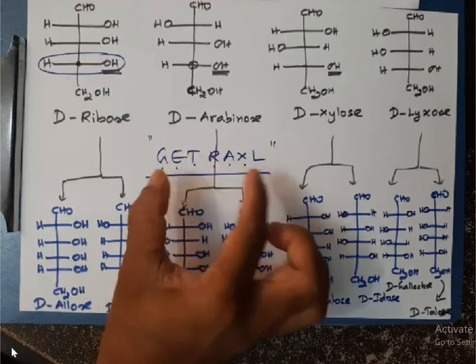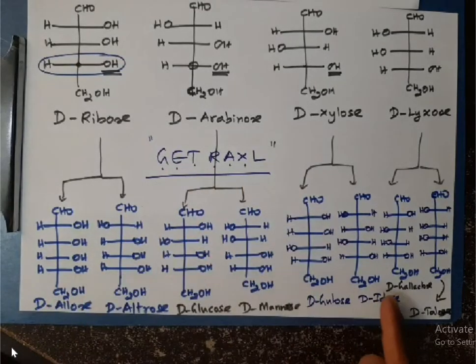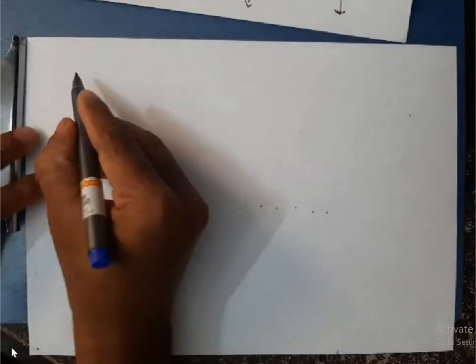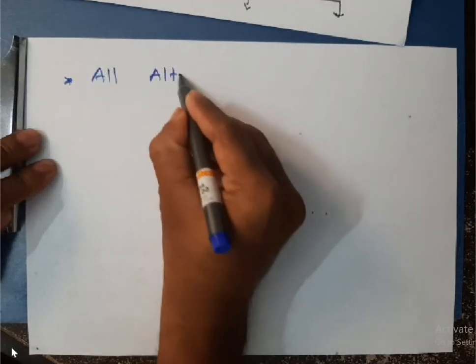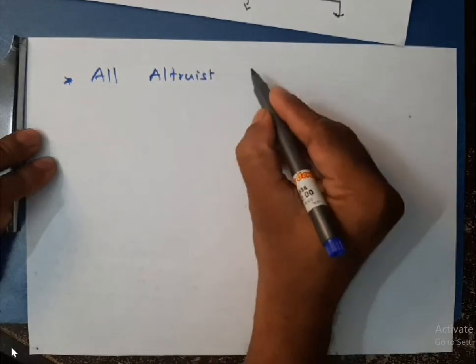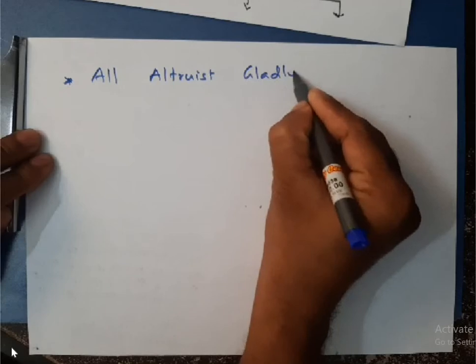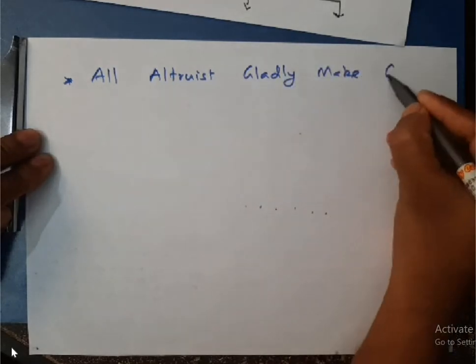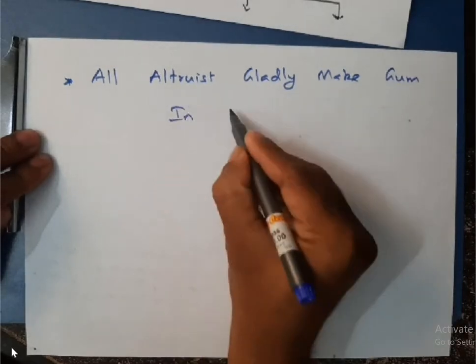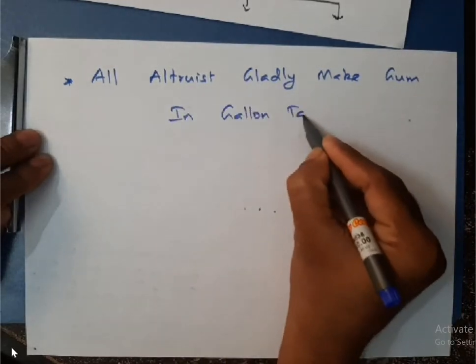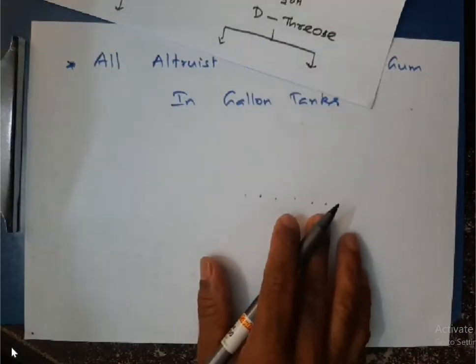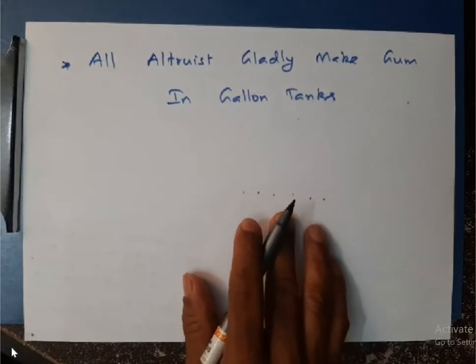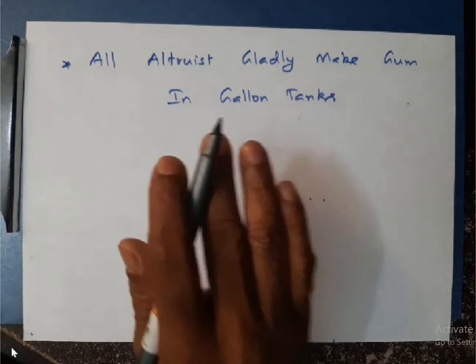Remember this shortcut: Get Raxel. For these 8 compounds, yes, we have a shortcut. This is a standard shortcut which is used in many books. Okay, all altruists gladly make gum in gallon tanks. Okay, just remember this mnemonic. All altruists gladly make gum in gallon tank.